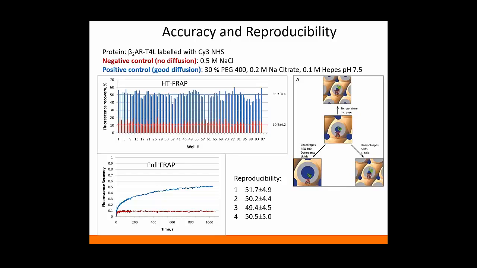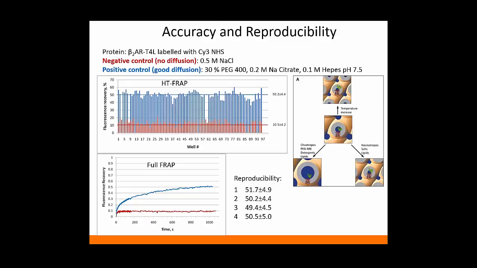As the negative control, we chose, in this case, 0.5 molar sodium chloride, because this condition doesn't affect the protein, but it shrinks LCP and restricts diffusion of the receptor fused to the T4 lysozyme. And by using full FRAP, we confirmed that in case of 0.5 molar sodium chloride, we only see diffusion of lipids. This is a very fast diffusion that saturates very fast, and then there is no diffusion over a long period of time. And in the condition of good diffusion, you can see protein diffusion.